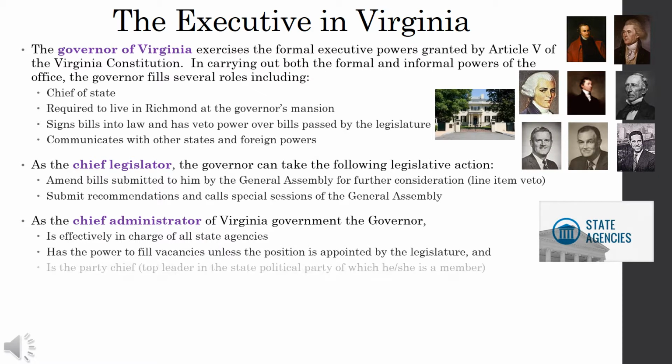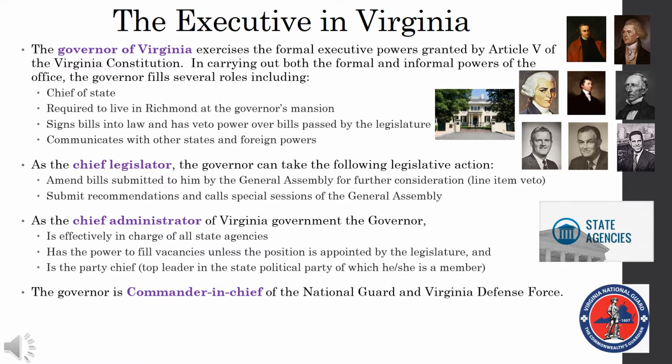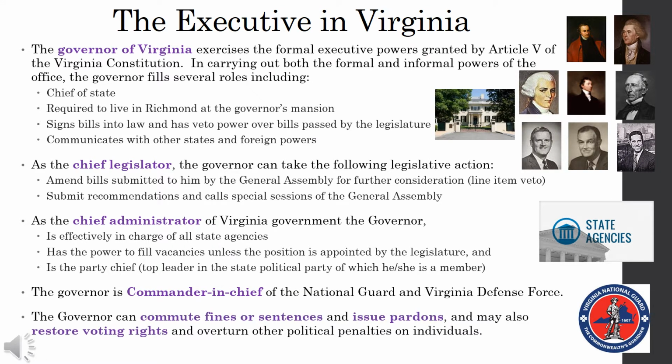And he or she is the party chief. He or she is the top leader in the state political party of which he or she is a member. Two other things as well. The governor is commander-in-chief of the National Guard and Virginia Defense Force, and the governor can commute fines or sentences and issue pardons, and may also restore voting rights and overturn other political penalties on individuals.